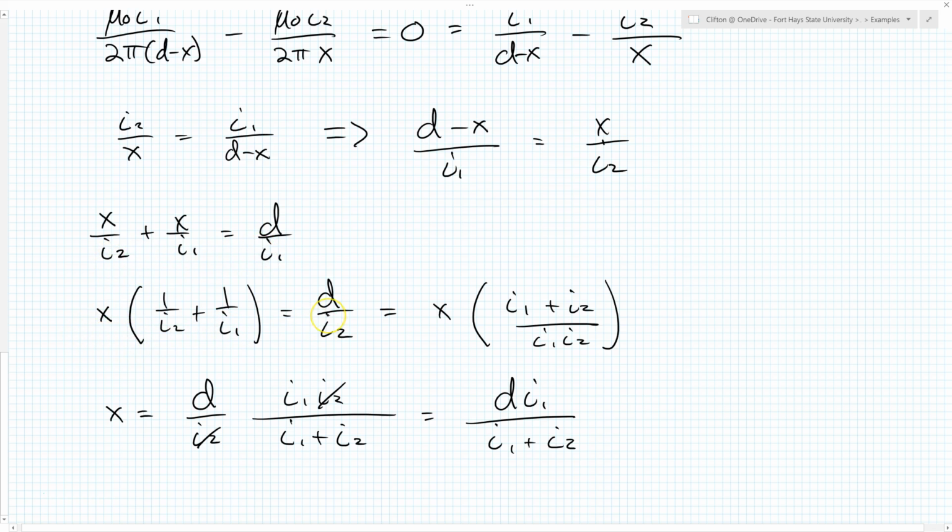Factor that out. I had an I2 sneak in under d. That should be an I1. So this should not be an I2 down here. It should be an I1. And now it's the I1s that will cancel, and that will leave an I2 up here. All right, there we have it. So this is the distance from the bottom wire, which is current 2.